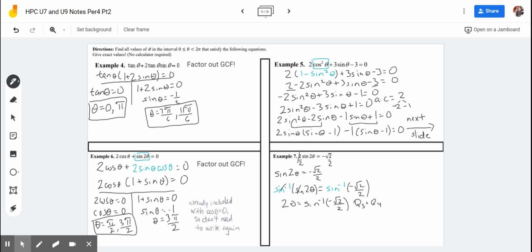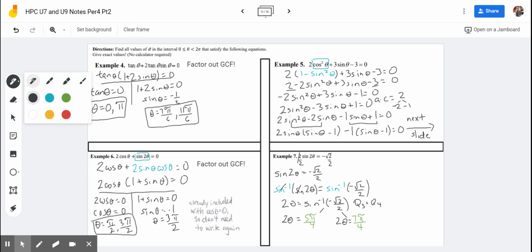So to solve for theta, again, we're trying to find the values of theta, we're going to set each one of these values. We're essentially going to have 2 separate linear trig equations. We'll have 2 theta in quadrant 3 equal to 5 pi over 4. And then in quadrant 4, it's going to be equal to 7 pi over 4. Okay, so we just have essentially 2 separate trig equations here.